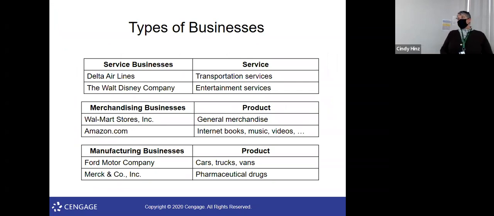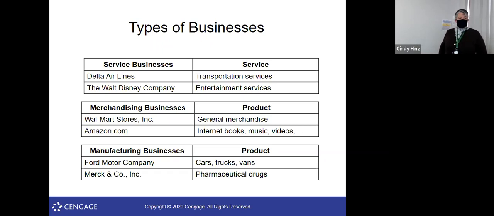There are 3 main types of business. Now, some businesses do more than one of these 3, but for our purposes, we try to simplify things and look at really that ground level with the understanding that if you get it at that ground level, you can expand on that and make it a little bit more complicated. But the 3 main types of business, you can see on the screen right now: service, merchandising, or retail, you sometimes hear that called, and manufacturing.